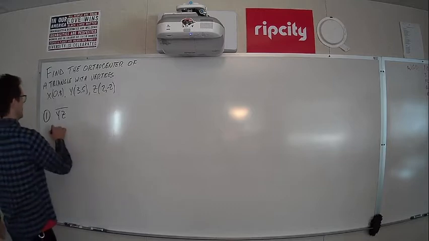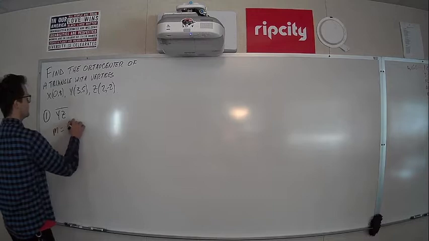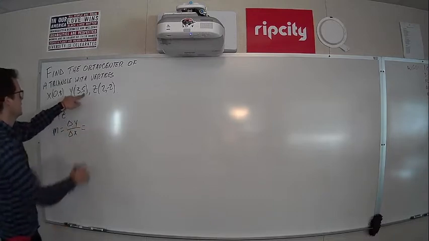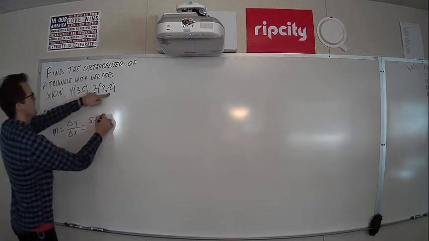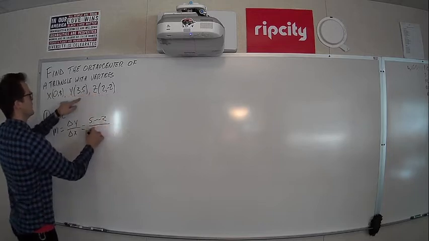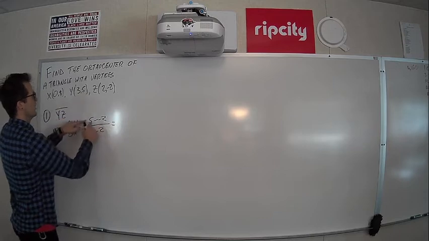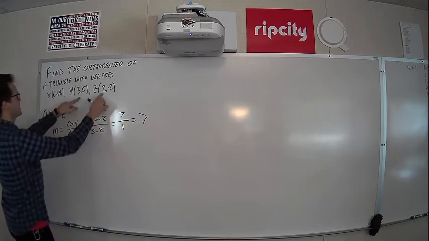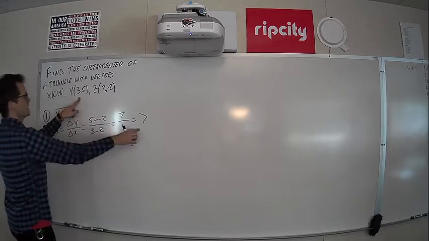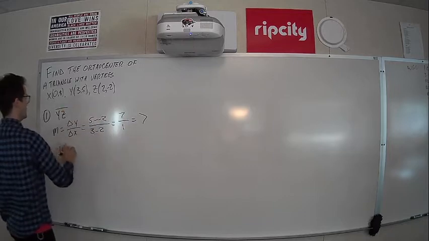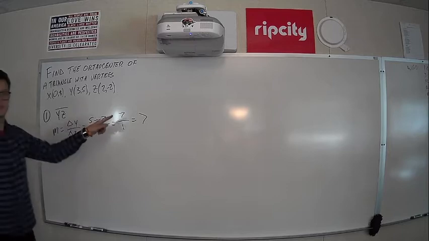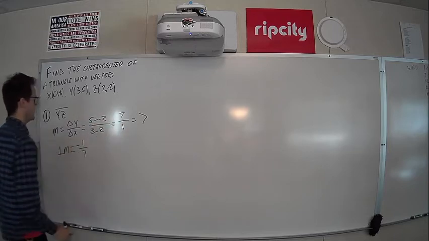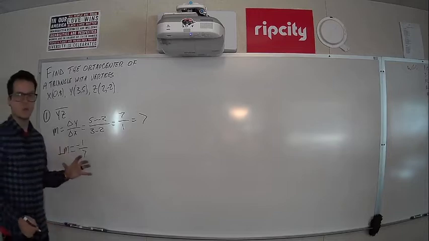So to find the slope, we know that slope is delta y over delta x. In this case, it's going to be 5 minus negative 2 over 3 minus 2. 5 minus negative 2 is 7, 3 minus 2 is 1. The slope of this line, YZ, is 7. So the perpendicular slope is the opposite reciprocal of 7, which is negative 1 over 7. Cool. Now I have the slope of this line.